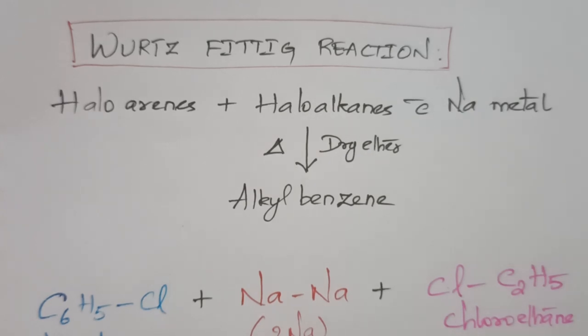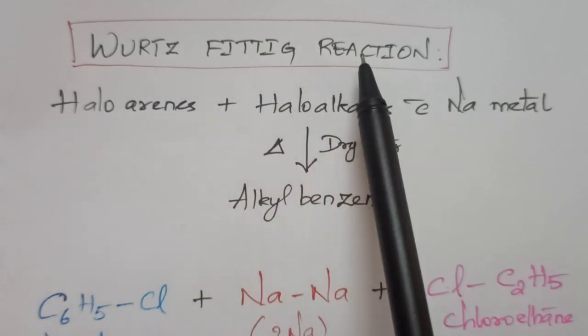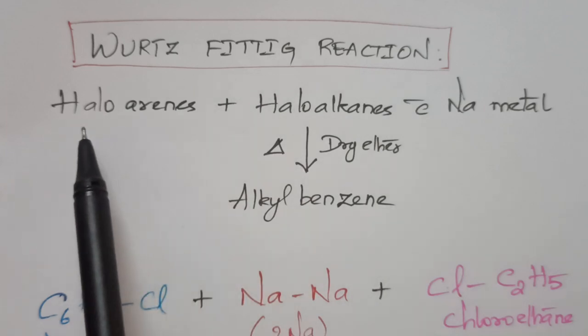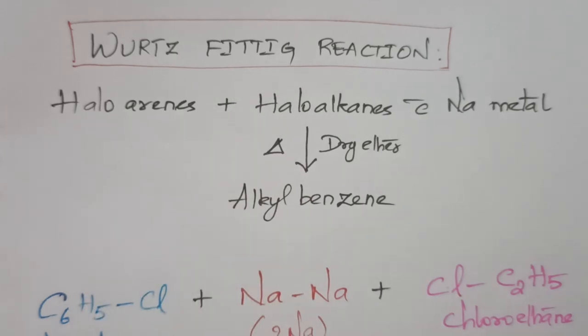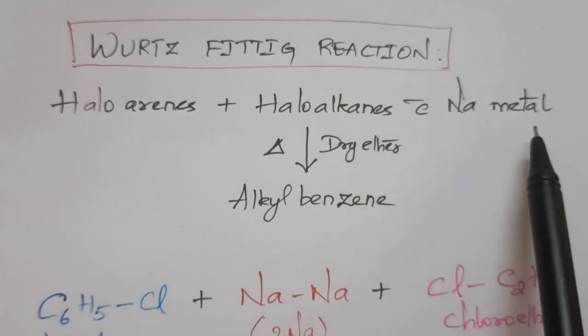So if we want the product to be an alkyl benzene, or a biphenyl, that is, both phenyl compounds, or both alkyl products, then that kind of product is prepared based on the Wurtz-Fittig reaction. The Wurtz-Fittig reaction is nothing but the reaction between haloarenes and haloalkanes with sodium metal.